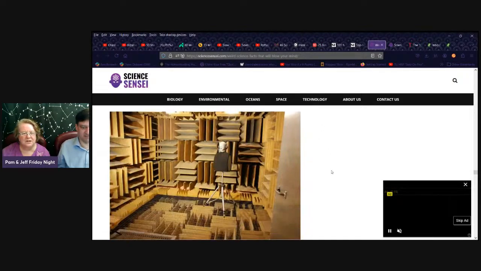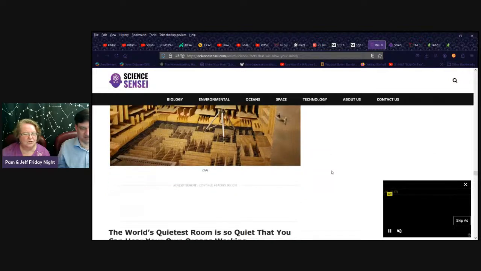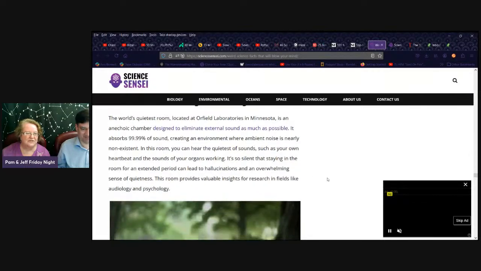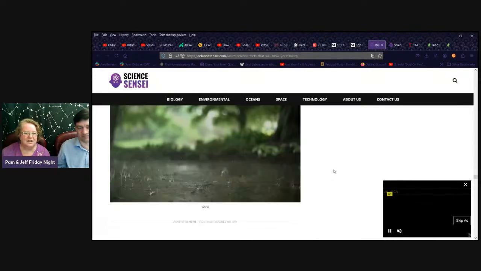There's the room. The negative decibels room. So quiet you can hear your own organs working. I guess it makes people crazy, though, if they stay too long. Hallucinations and an overwhelming sense of quietness provide valuable insights for research in fields like audiology and psychology.